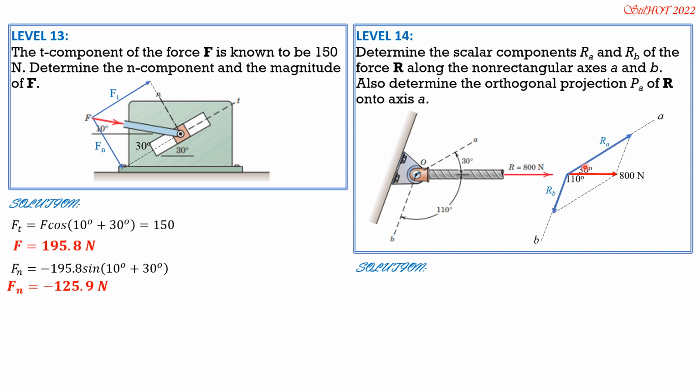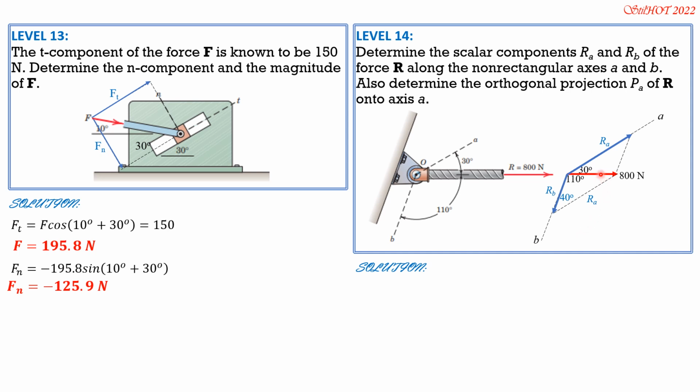These are the components RA and RB, which are all positive because they are in the direction of A and B. So again, this is RA also, parallel to that. This is 40 degrees, 180 minus quantity 110 plus 30. So this is 40 degrees.